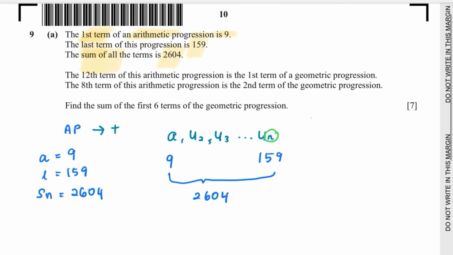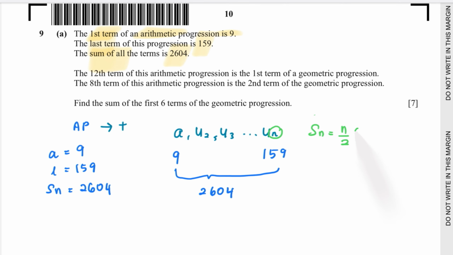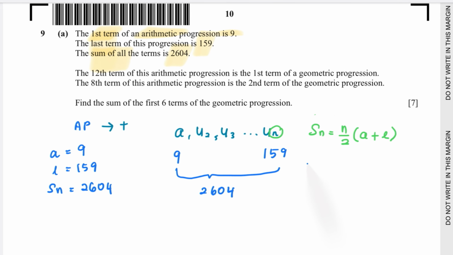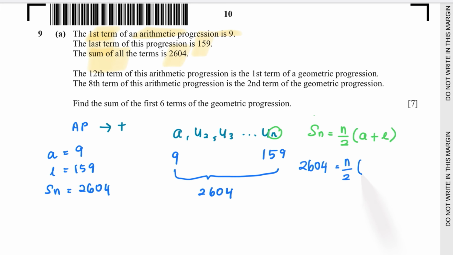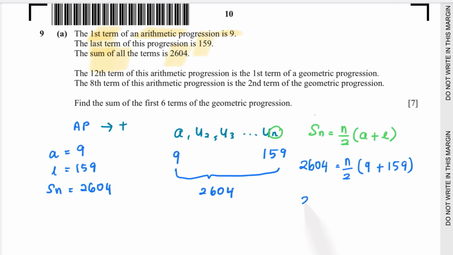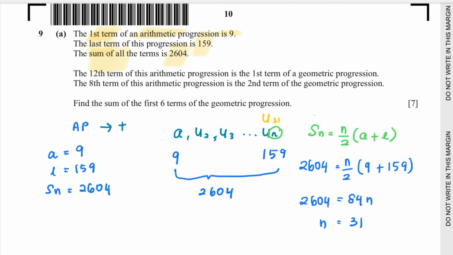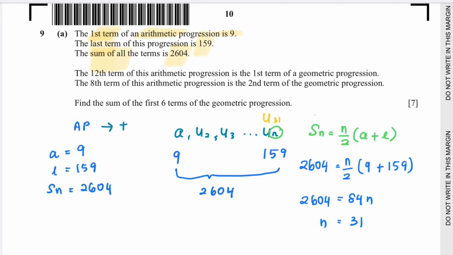In order for us to do that, we can use the formula given in the list of formulae, which is Sn equal to n divided by 2 bracket the first term plus the last term close bracket. So we know that our sum of the terms would be 2604, and we want to find n over 2. The first term given is 9 and the last term is 159. Solving for n, we will get 2604 equal to 84n. Hence, n is equal to 31. What does this mean? It means that our last term is term number 31.